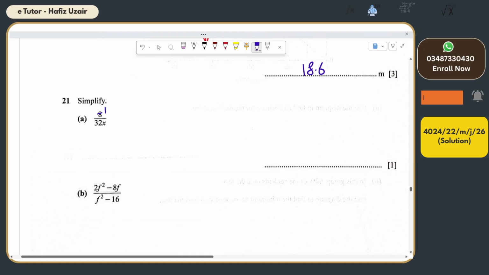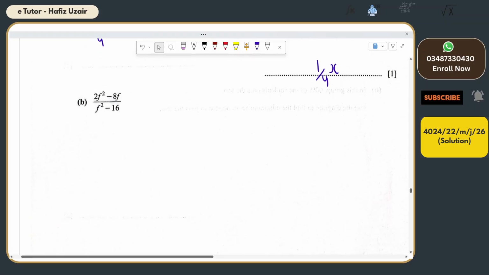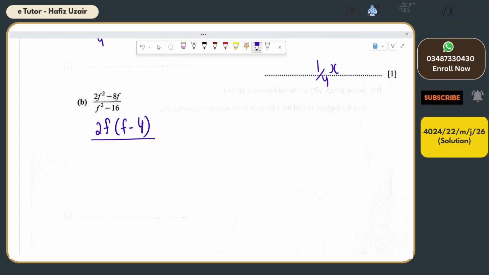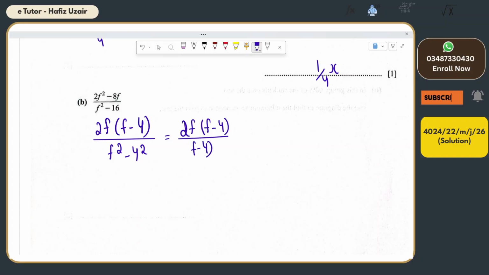Let's quickly simplify this. 8 times 1 is 8 and 8 times 4 is 32. So 1 by 4x is your answer. Let's do the next part. Here you can check that 2f is common, so you can write f minus 4, and similarly f squared minus 4 squared. So we have 2f into f minus 4 over f plus 4. Now f minus 4 and f minus 4 will cancel. So you get 2f over f plus 4.